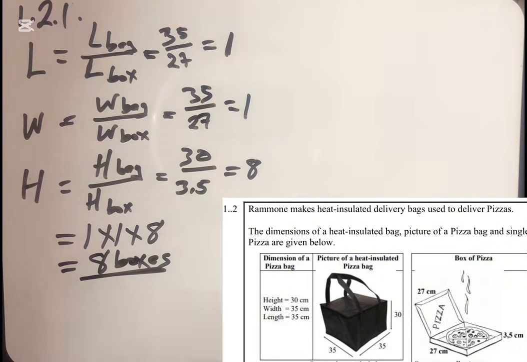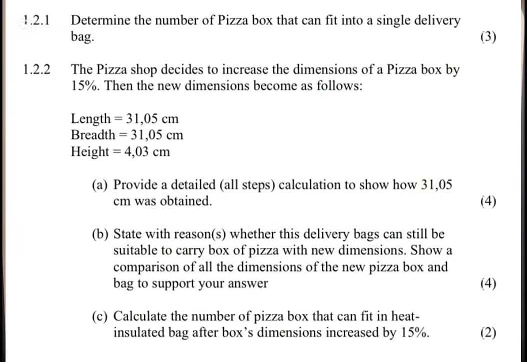And then moving to the next question, it says that the pizza shop decided to increase the dimensions of the pizza box by 15%. Then the new dimensions become as follows. The length is now 31,05. The breadth is now 31,05. Height is 4,03. Then question A.